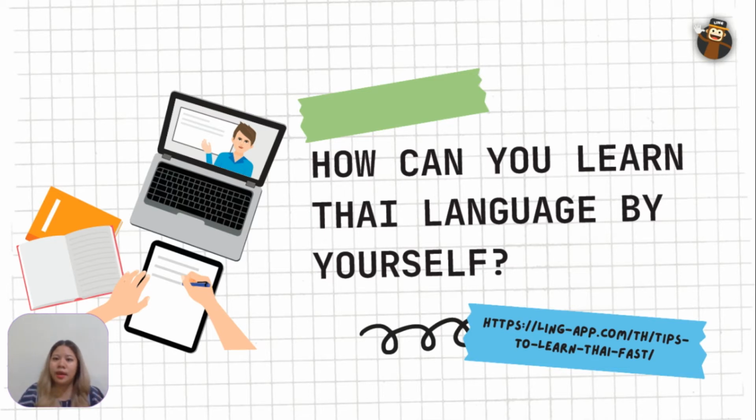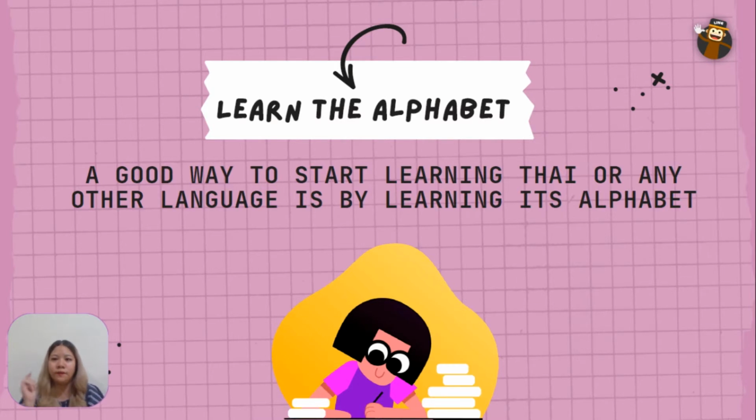It will be how can you learn Thai language by yourself? Okay. For the first one, of course, learn the alphabet. As you guys know, the Thai alphabet is different from the Latin one. So why do you have to start learning the Thai alphabet first before you get to other lessons? Because then you definitely can read Thai, can write, and can speak for sure. That's why you have to start learning the alphabet first.